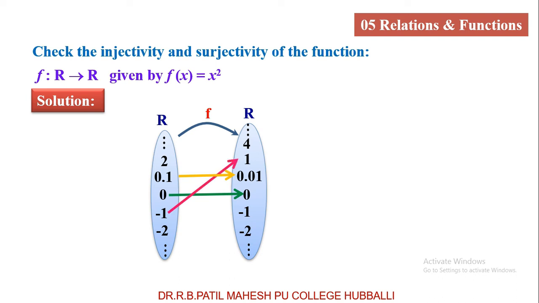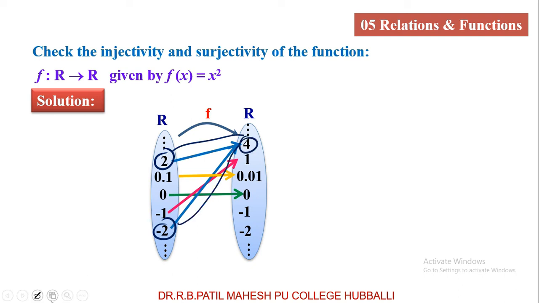Minus 1 is related to plus 1, because if you take minus 1 in place of x, minus 1 the whole square will be 1. Next, if you take 2 you will get 4, minus 2 you will get 4. Dear students, try to understand. 2 is related to 4, and even minus 2 is also related to 4. 2 and minus 2 are different, but their image is the same, that is 4.